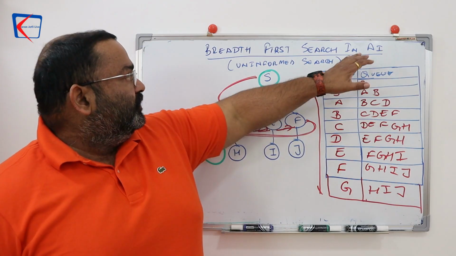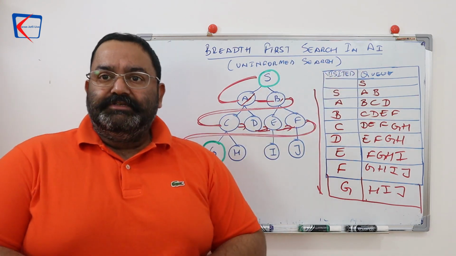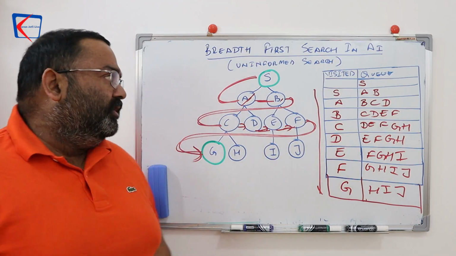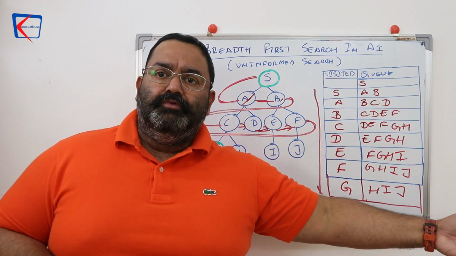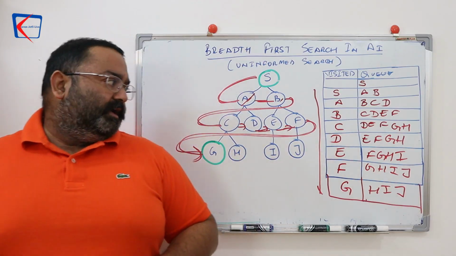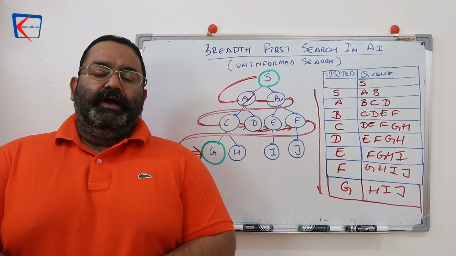So what do we call it? We call it BFS, or breadth first search. It is one of the algorithms of uninformed search, where we visit one node, then see where we have to go next, then again visit that node and see where we have to go next. I hope you understand it.